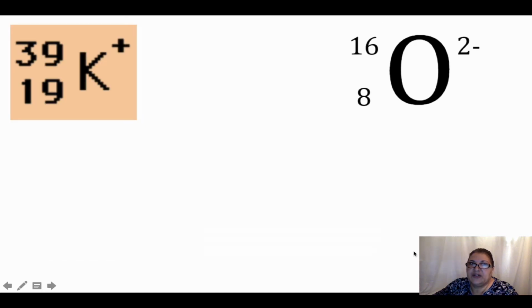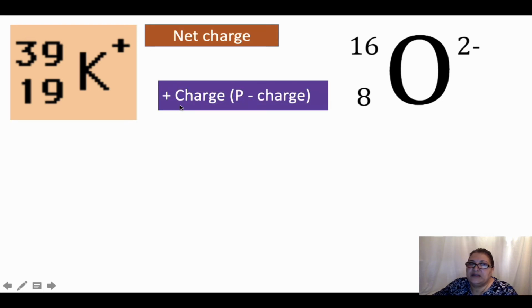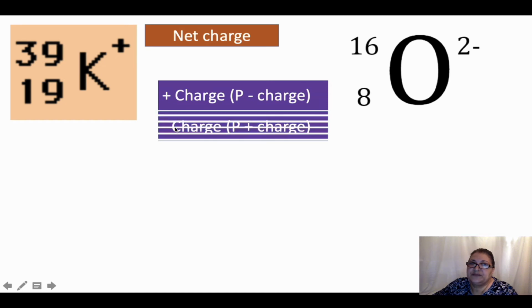Now, what if we have charges? A net charge, like potassium 39 with 19 protons and a net charge of +1. When we have a plus, then we subtract the charge from the protons. When we have a negative, we add the charges to the protons. Let me show you what that means.